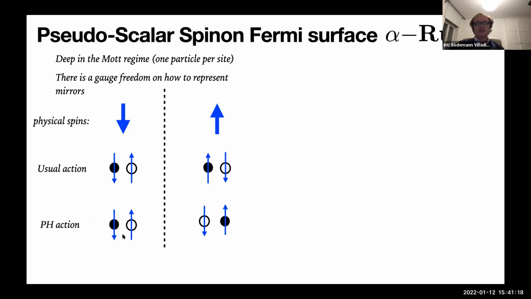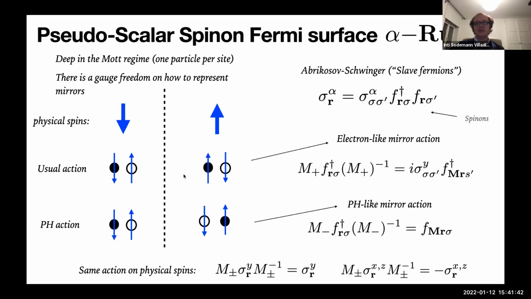So I'm doing a particle-hole conjugation, removing the particle from the occupied state and filling the one that is empty. I have the same physical transformation. You see here, I went from this state that was filled, that had spin down, to spin up through the mirror, and here I remove the particle from the filled state and put it in the one that was initially empty. So physically I'm doing the same operation, but I can represent the operation in two ways.